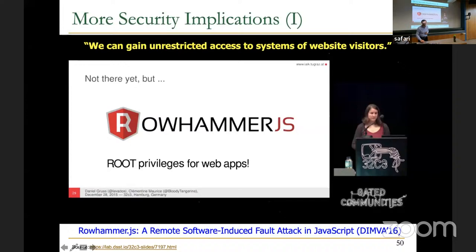I'll go through a little bit of history of what has been done very quickly. I'm not going to go into the attacks. These are actually beautiful attacks, I think. These folks in 2016 showed that they can gain unrestricted access to systems of website visitors by doing this attack remotely using JavaScript. If you really want to know how to do this, you need to read the paper. It will take some time to discuss it.